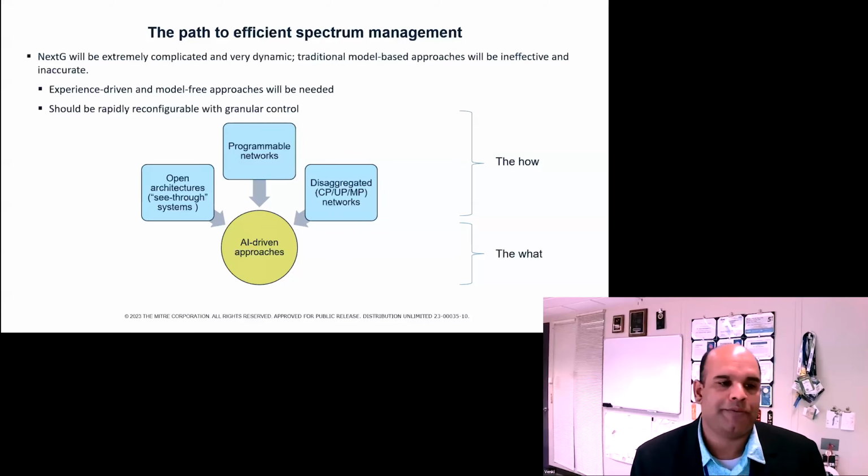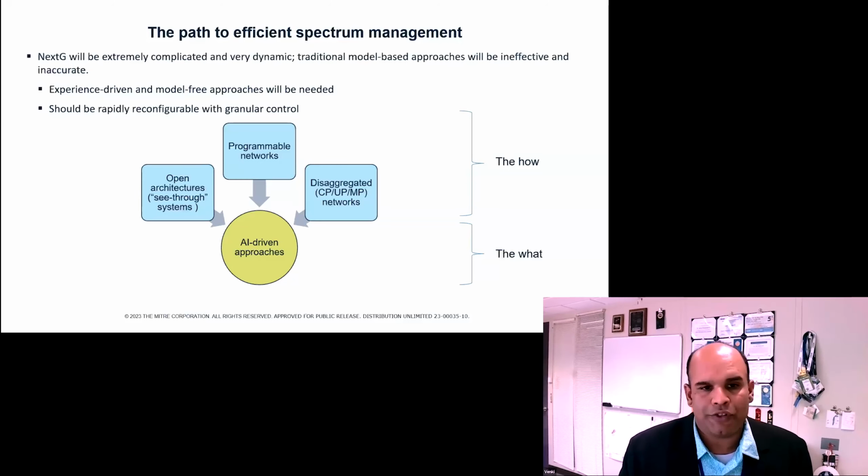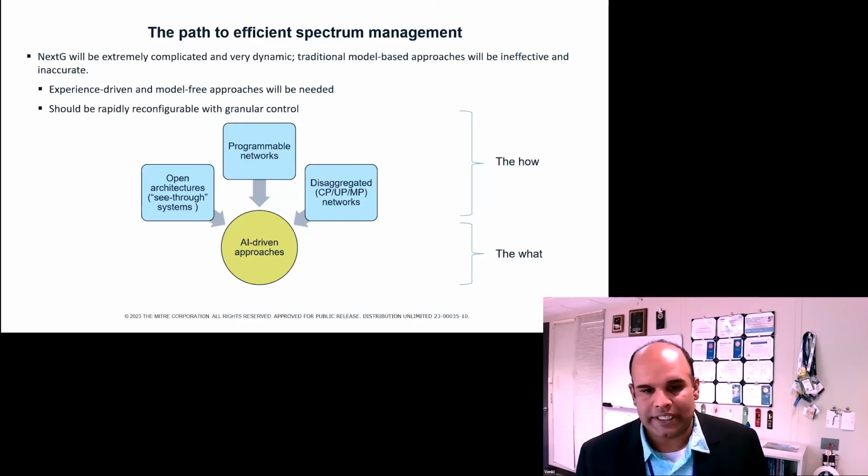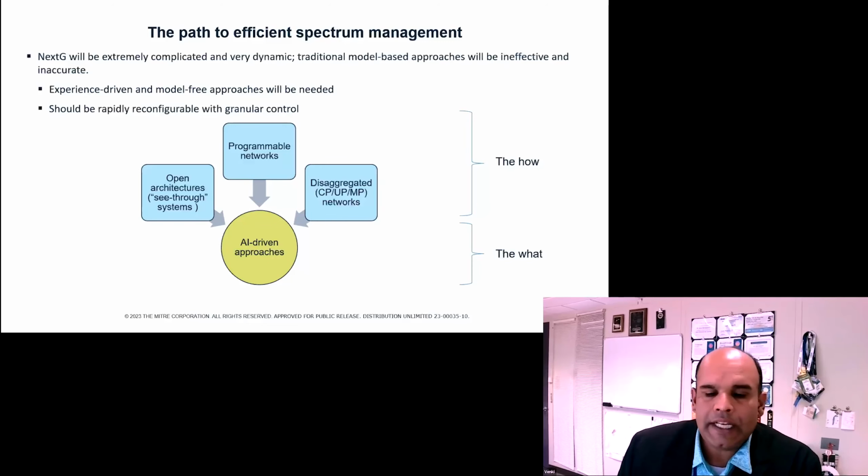So what do we do? So there are a couple of things that we need to do. One is we need to figure out what is the optimum way of doing sharing. So that's the what question. Okay, what do we do? The second thing is that once we know what to do, how do we actually implement those policies and techniques in the system?